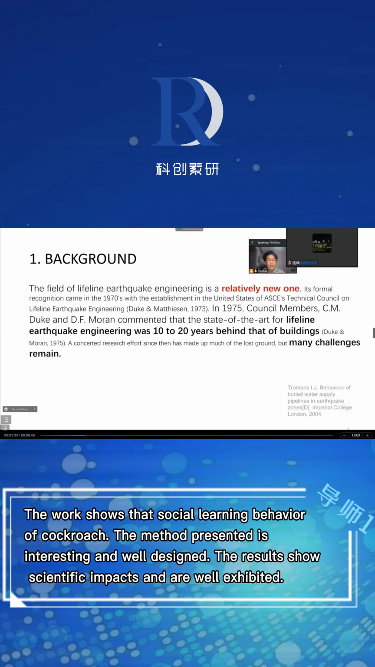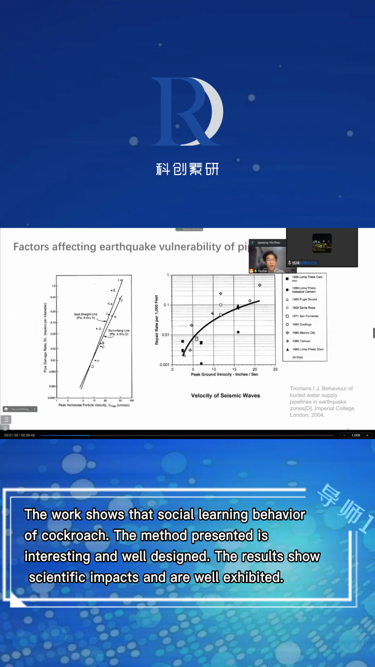First of all, let's take a look at an example of a lifeline earthquake engineering project, that is the BART system. But before we get to that, we will take a look at the factors affecting the earthquake vulnerability of the pipelines. The first one is the velocity of seismic waves. The faster it goes, the higher the damage rate will be, so there will be more repairs per 1,000 feet.